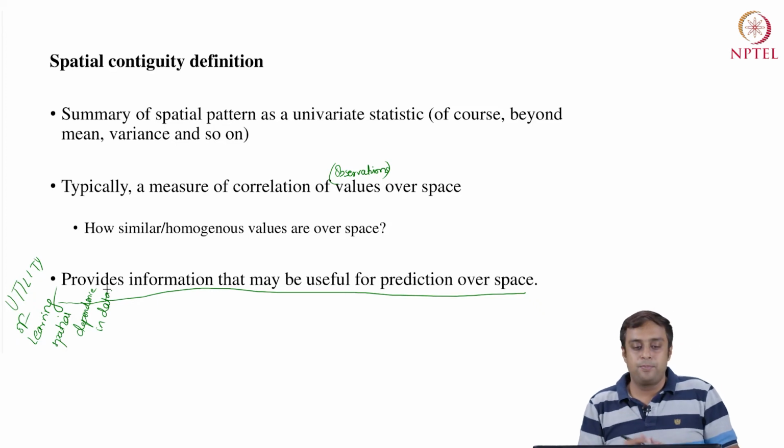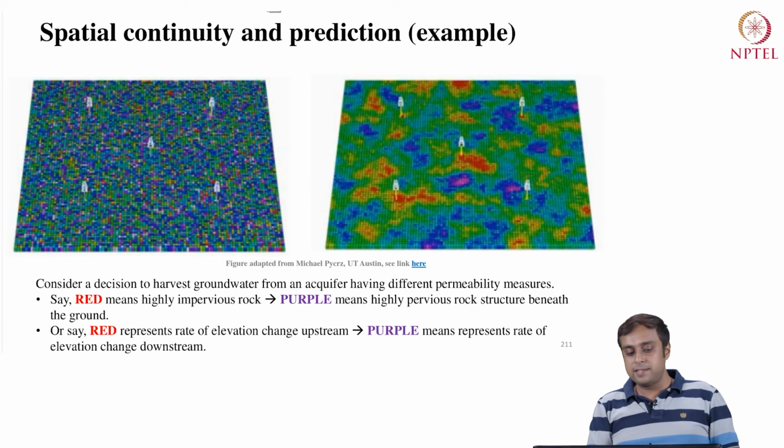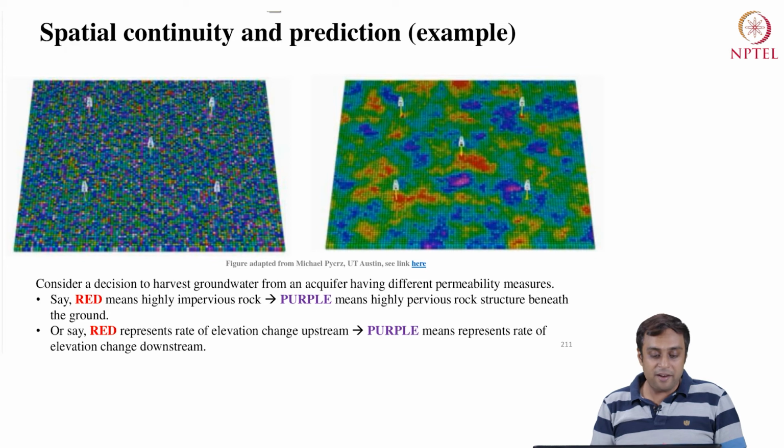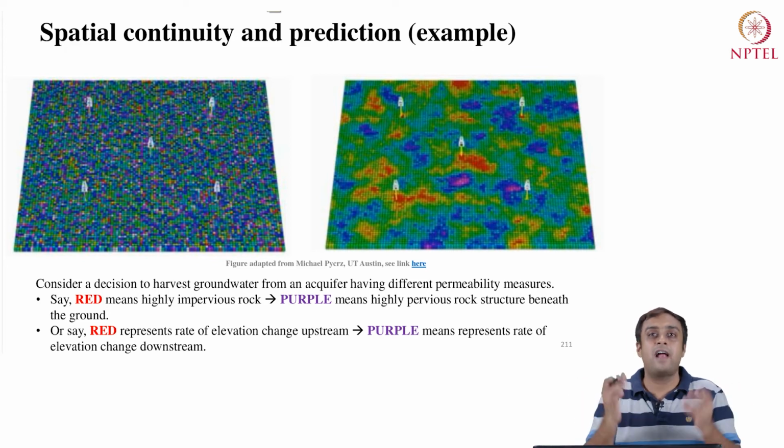Okay, all right, let's move forward. Let's look at this much nicer example by Professor Michael Perch. Now on the left hand side, you see a really random process, right?